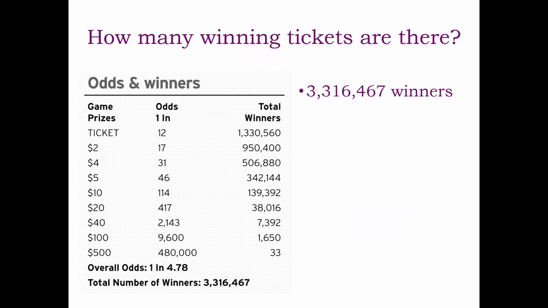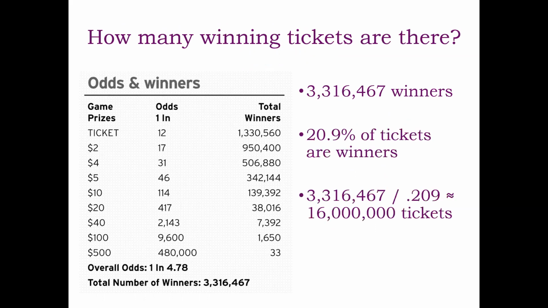There are 3,300,000, okay, over 3 million winners out of how many altogether? Okay, if 20.9% of tickets are winners, then we have to divide to find that there are approximately 16 million tickets printed. Well, that's a lot of money, right? Not a lot of winners.